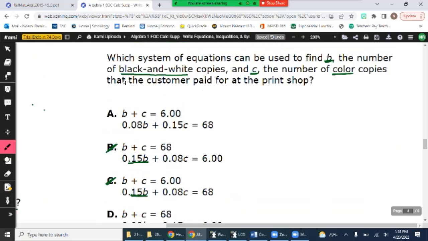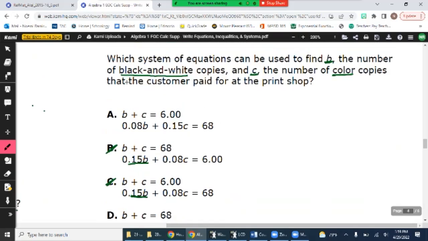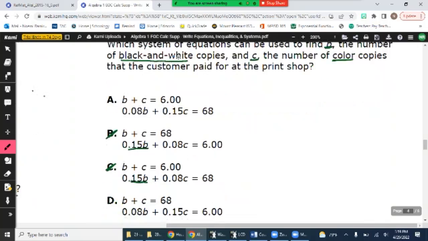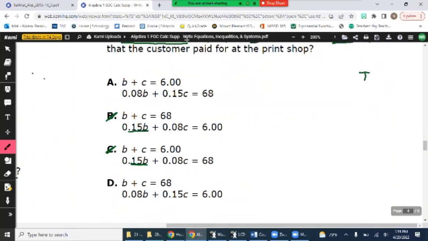From there, you do need to know how to create your own equation because on 7, 9, and 20, you're going to have to put those in a matrix. So here we go. To create your equations, you also need to be able to find the totals. What are my 2 totals? There it is, $6 and 68 copies. Where do you find totals typically in any equation? In the front or in the end? In the end. So let's start with the totals. We have $6 and we have 68 copies.